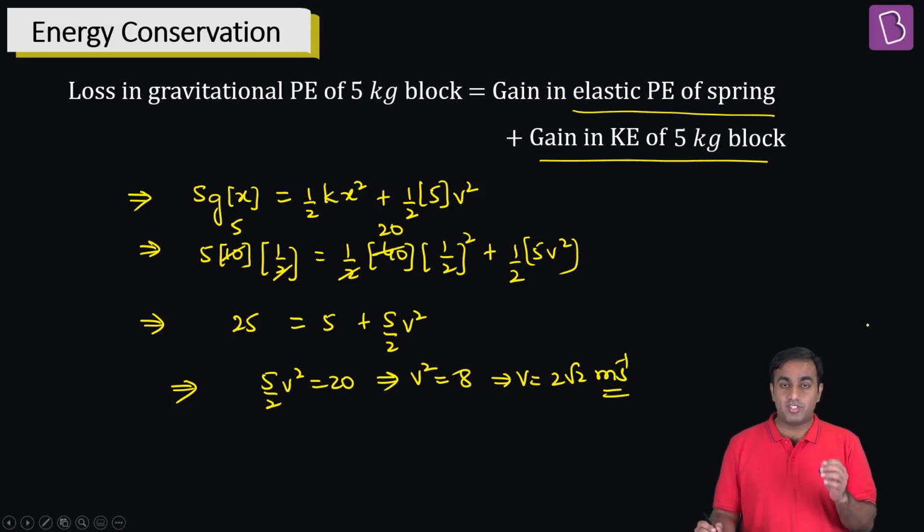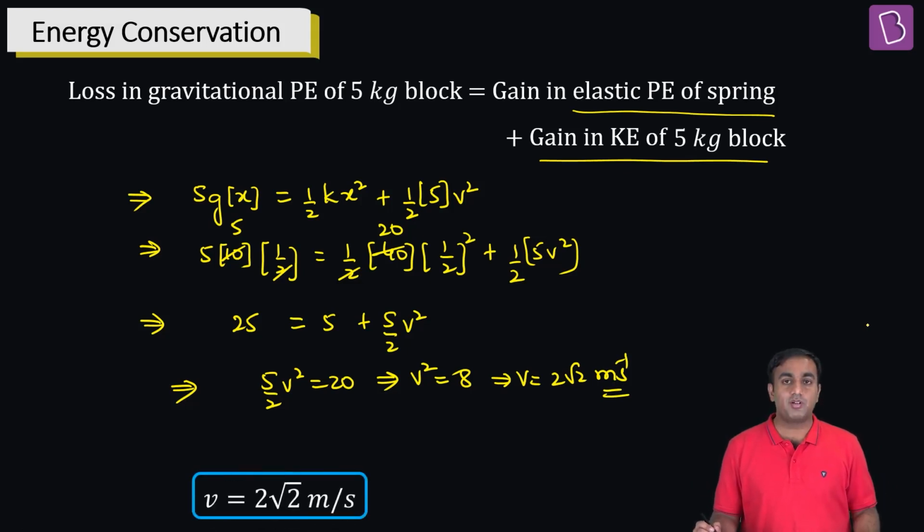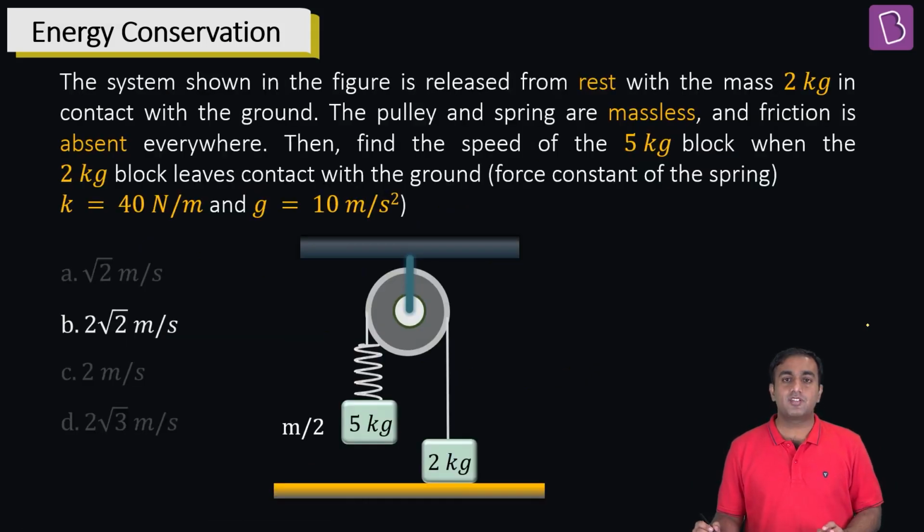So, at the moment when the 2 kg block lifts off, the speed of the 5 kg block will be 2 root 2 meter per second. The correct option for this question is B.